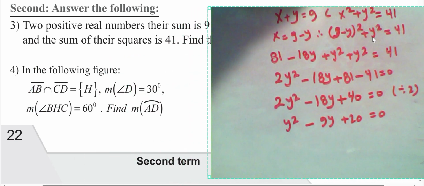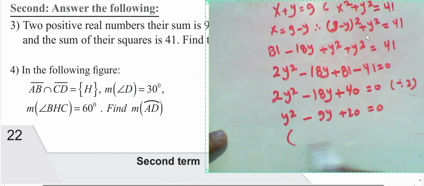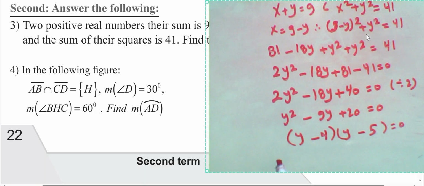Next step, we can solve the equation here by factorizing the expression. y power 2 equals y times y, and 4 times 5 is 20. The signs will be negative and negative. In the first solution, y minus 4 equals 0, then y will be 4, or y minus 5 equals 0, y equals 5.